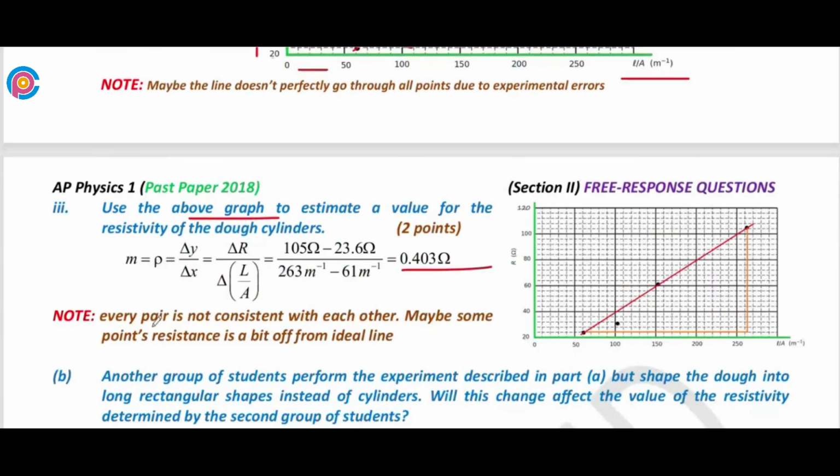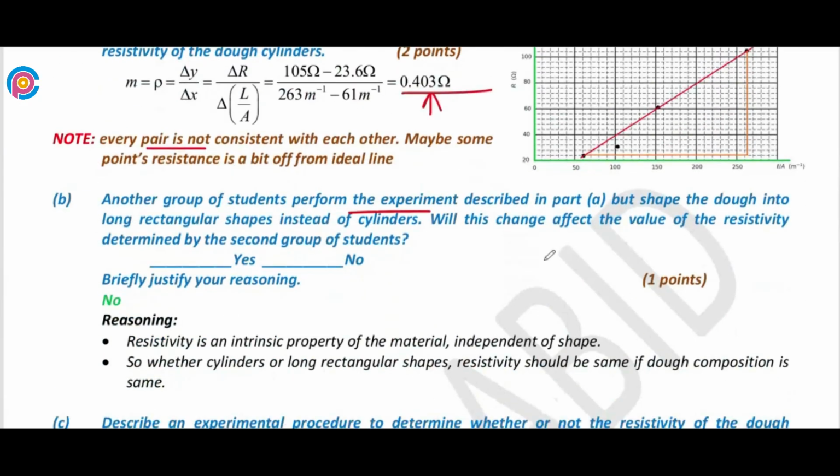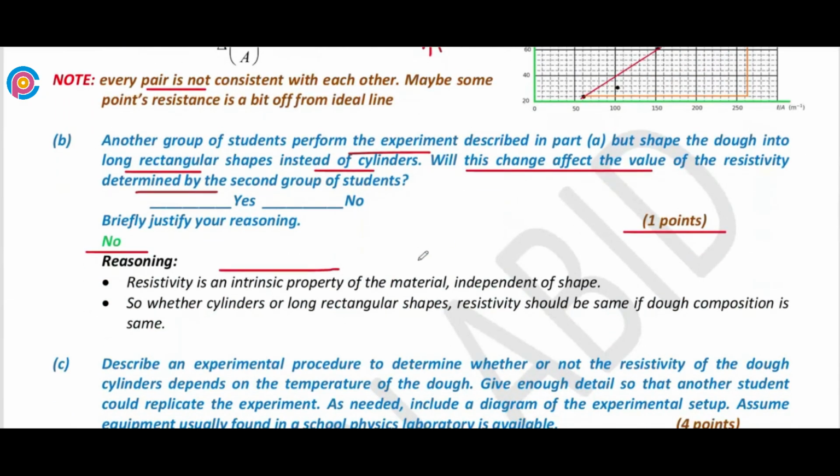If you take a different pair to calculate the slope, the answer may not be the same. It might be 0.39, 0.42. So as an estimated or average value, you can say that it is 0.403. Another group of students performed the experiment described in part A, but the shape of the dough was a long rectangular shape instead of a cylinder. Will this change affect the value of resistivity determined? Yes or no, with one point for reasoning. The answer is no, because resistivity is an intrinsic property of the material; it doesn't depend upon the shape. So independent of the shape, whether cylinder or long rectangular shape, resistivity would be the same.